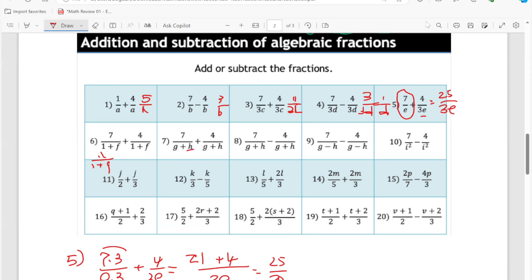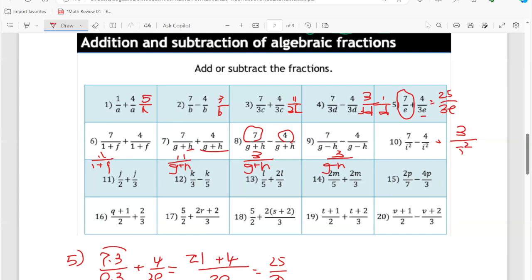G plus h, the denominators are the same again, so 11 over g plus h. Here, subtraction is also the same denominator, 7 minus 4, 3, divided by g plus h. G minus h is the same, therefore g minus h, 7 minus 4, 3. Here, it looks ugly, but it's the same. The denominator is the same, keep it the same. 7 minus 4 is 3, divided by i squared. We leave it like that.